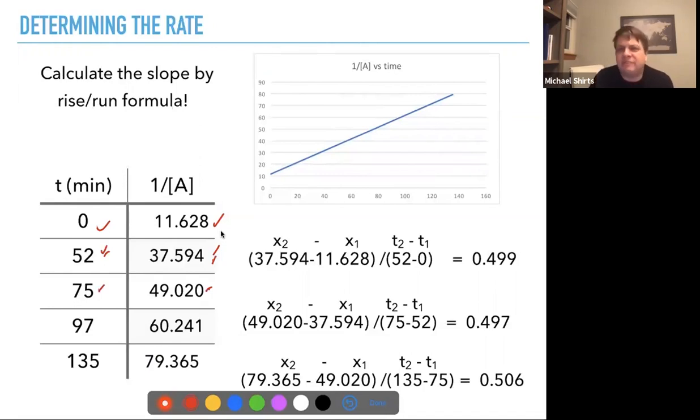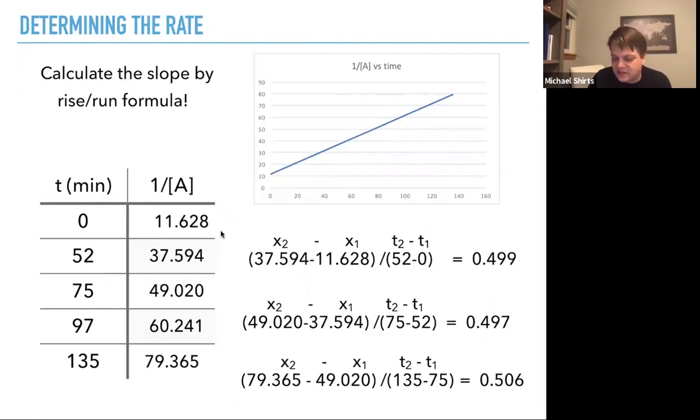In a data analysis class, we could calculate an estimated uncertainty, but it's pretty clear that the answer is 0.50 plus or minus a little bit. So we'll go with that. Up to significant digits, it's 0.50. Great. Linear, second order, 0.50.